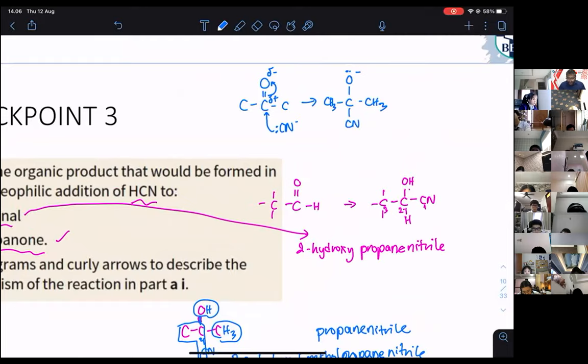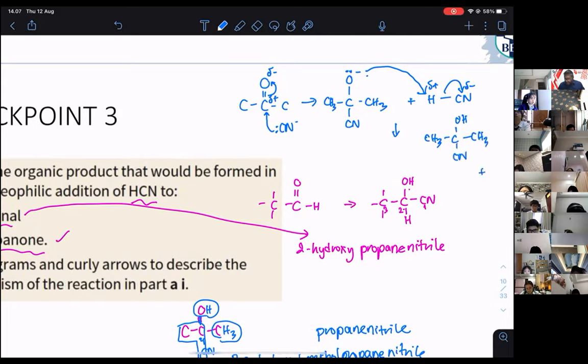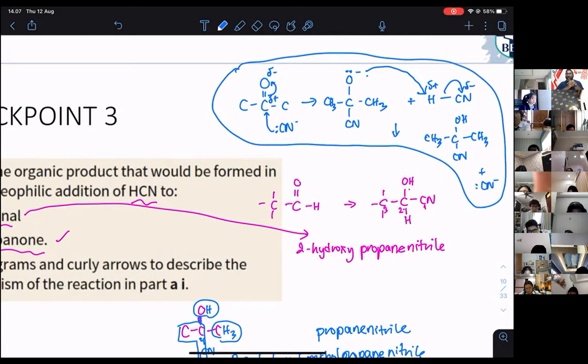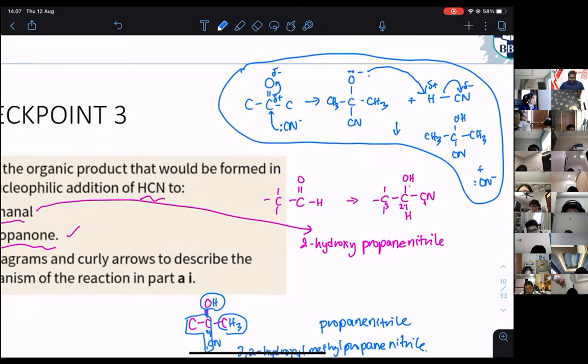Next step is when they approach HCN. So what happened? The negative charge will make this one go there. This is delta negative, delta positive over here. So this one will come towards the delta positive, forming CH3, COH, CH3, CN, plus CN minus. I hope you can follow what I taught you with it. That's the mechanism. The next one, let's go.